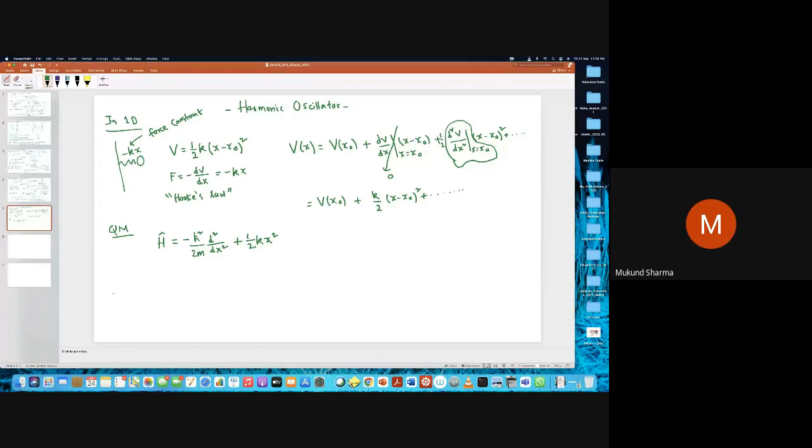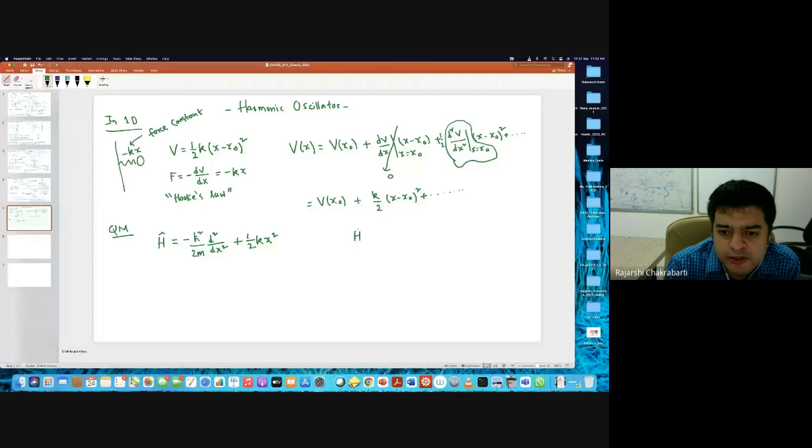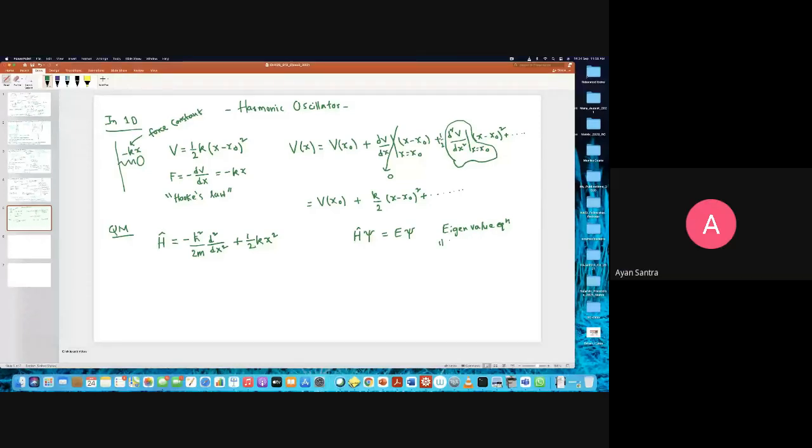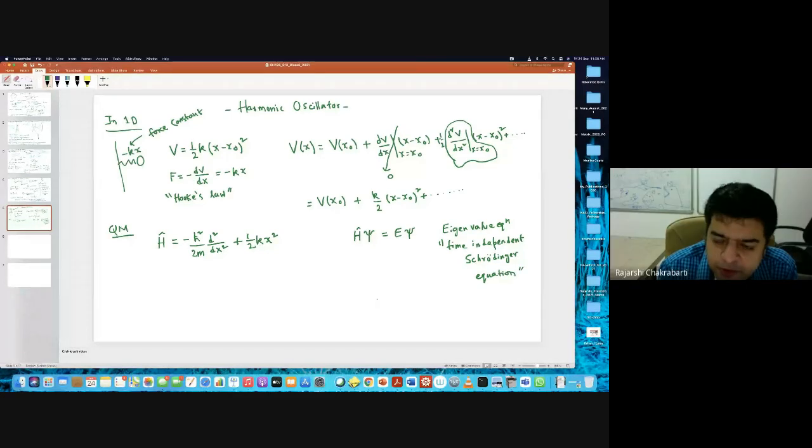Yes, sir. So basically, I have this eigenvalue equation: H operating on psi gives you E times psi. It is also known as the time independent Schrodinger equation, but it is better to call it the eigenvalue equation. Anyways, so far so good.